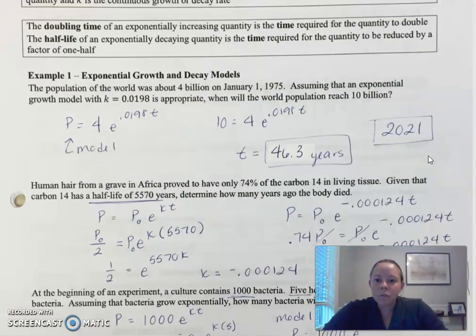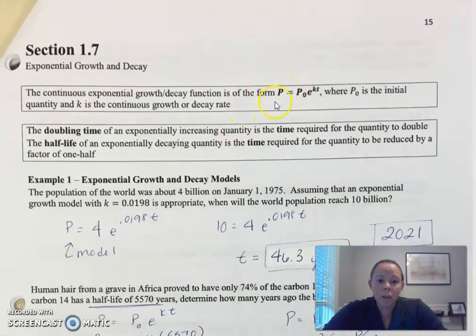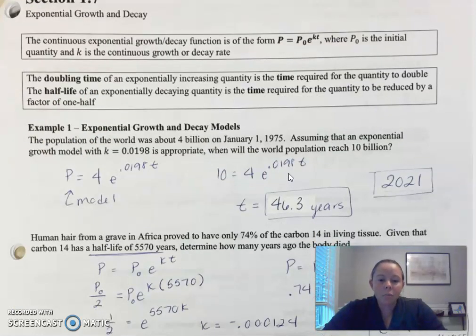Okay. So this first problem: the population of the world was about 4 billion on January 1st, 1975. Assuming that an exponential growth model with k equaling this decimal is appropriate, when will the world population reach 10 billion? Okay, now notice they didn't specify what formula to use, but they did say k equals this decimal. We are talking about this function, but usually with half-life problems, doubling time, exponential growth, oftentimes you'll use the e to the kt formula, but I'll show you later on in the video where you will need to be very careful if they give you a rate and they'll label the rate on what it is.